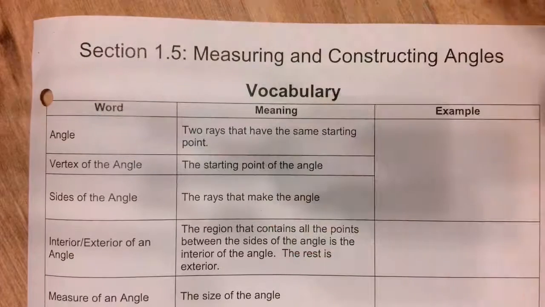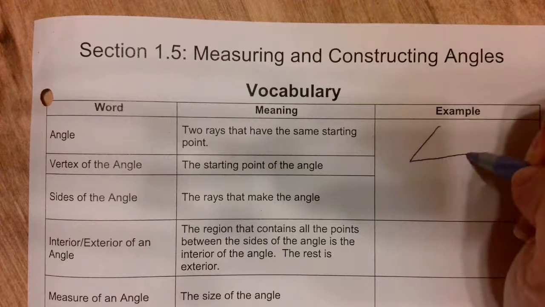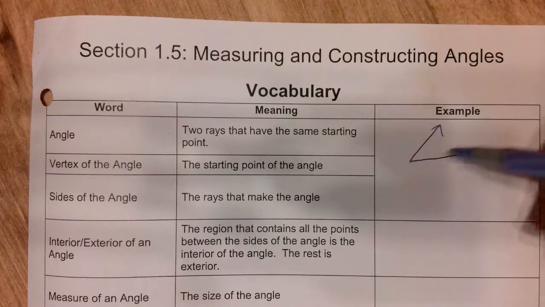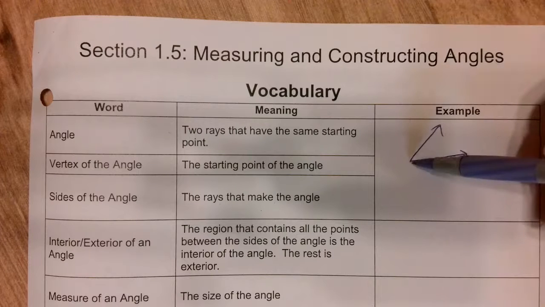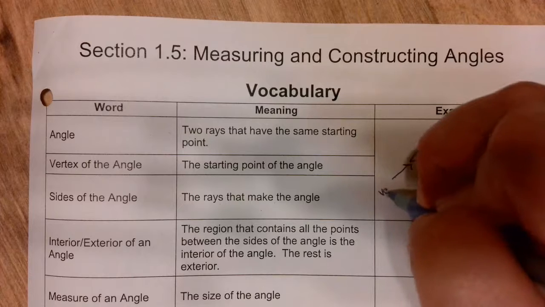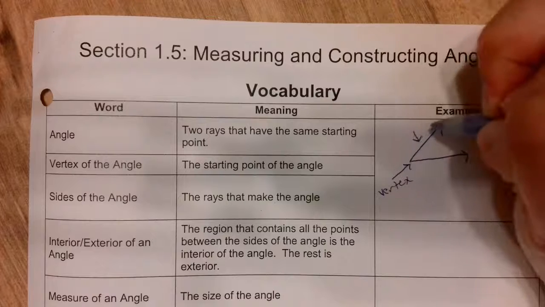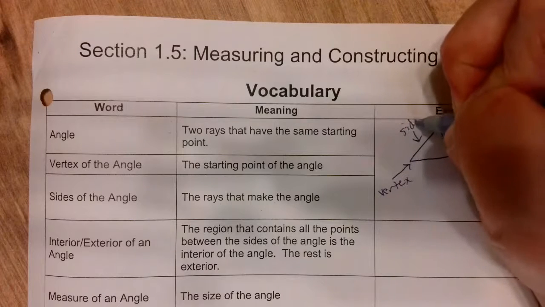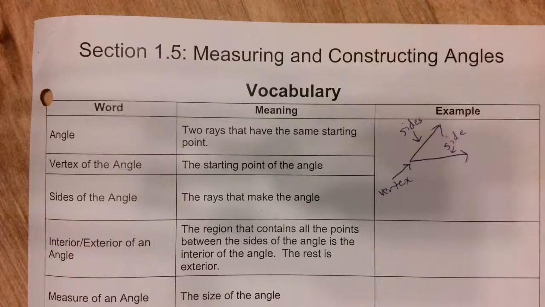So the first word is an angle. An angle, technically, is two rays that have the same starting point. It looks like this. You see there's an arrow here, there's an arrow here. Those are both rays, and they start at the same point here. This point here is called the vertex. The other two parts are called the sides. So that's a side, and that's a side. Two sides, one vertex.